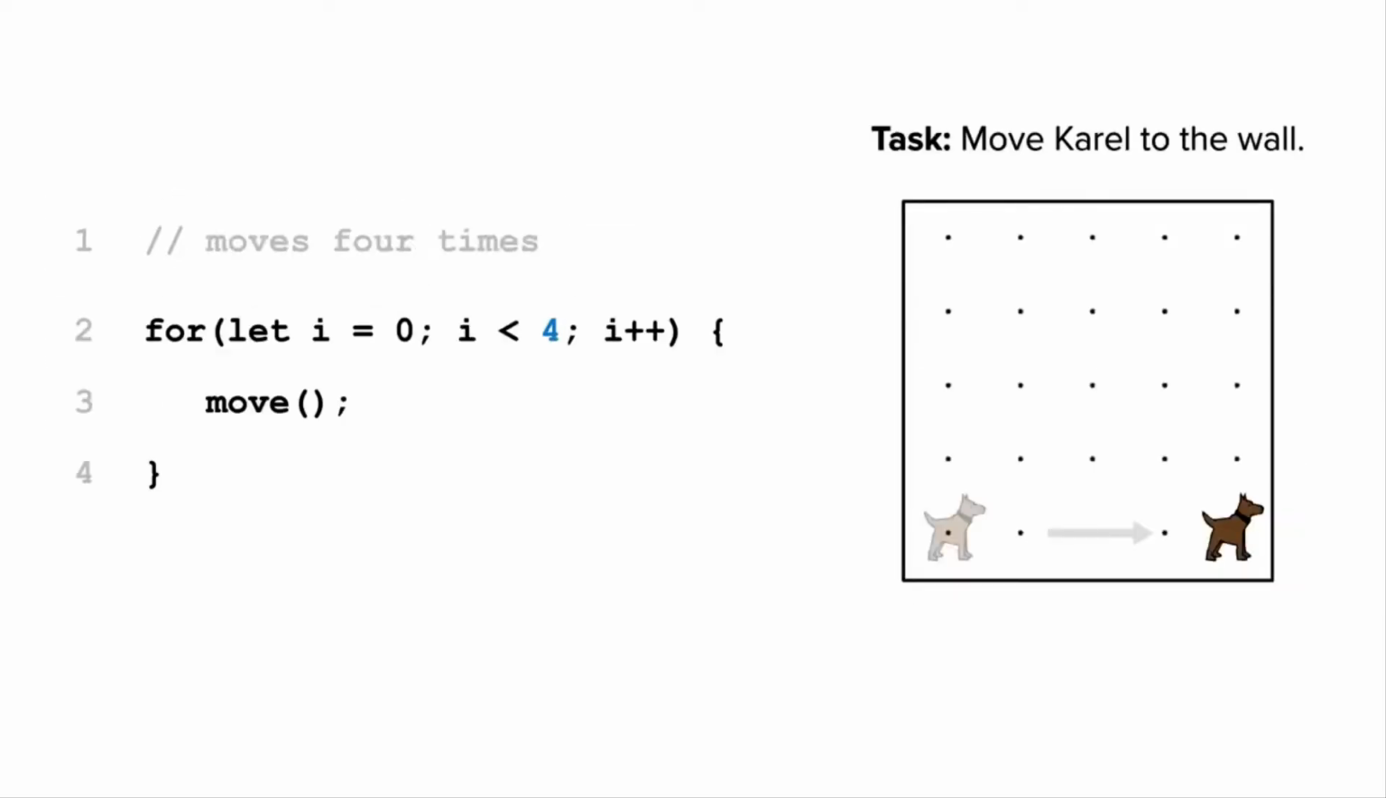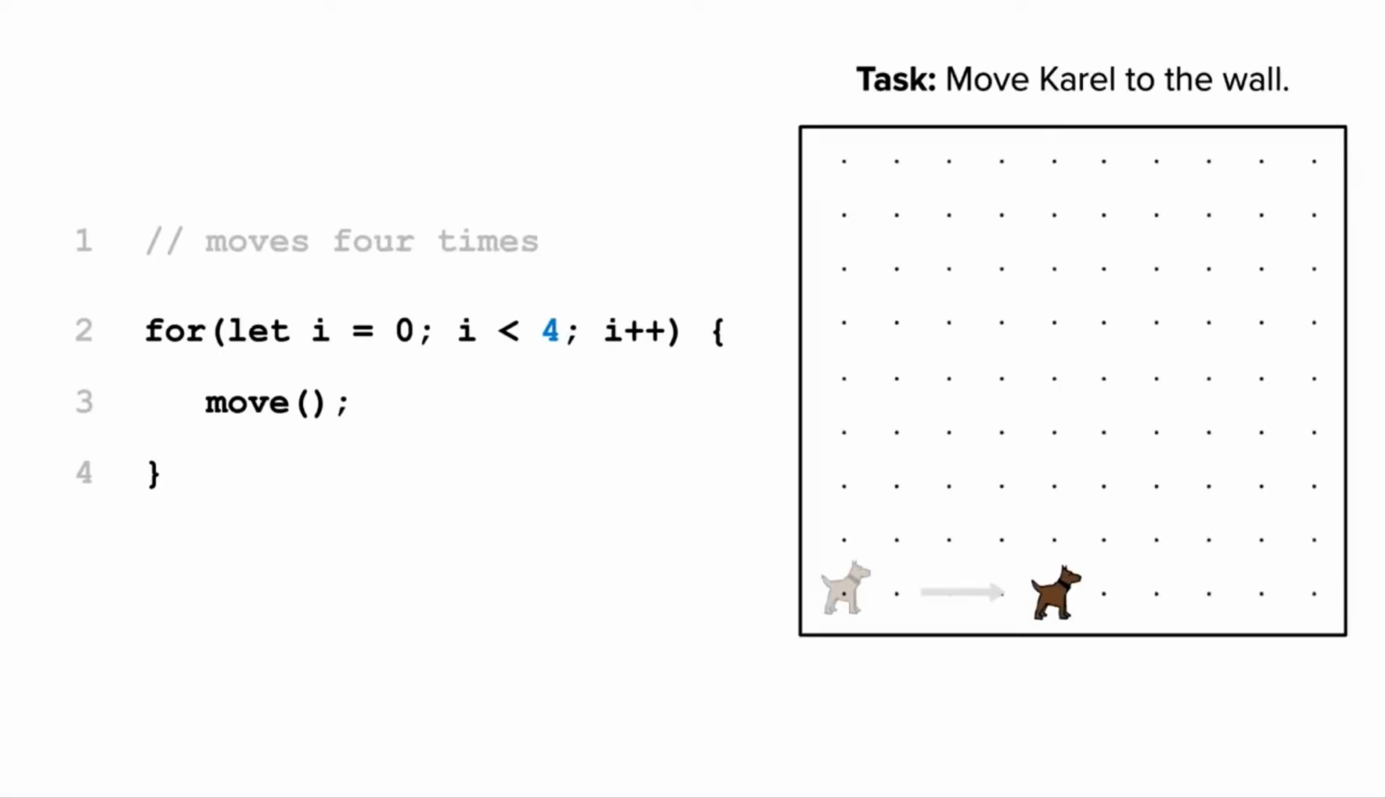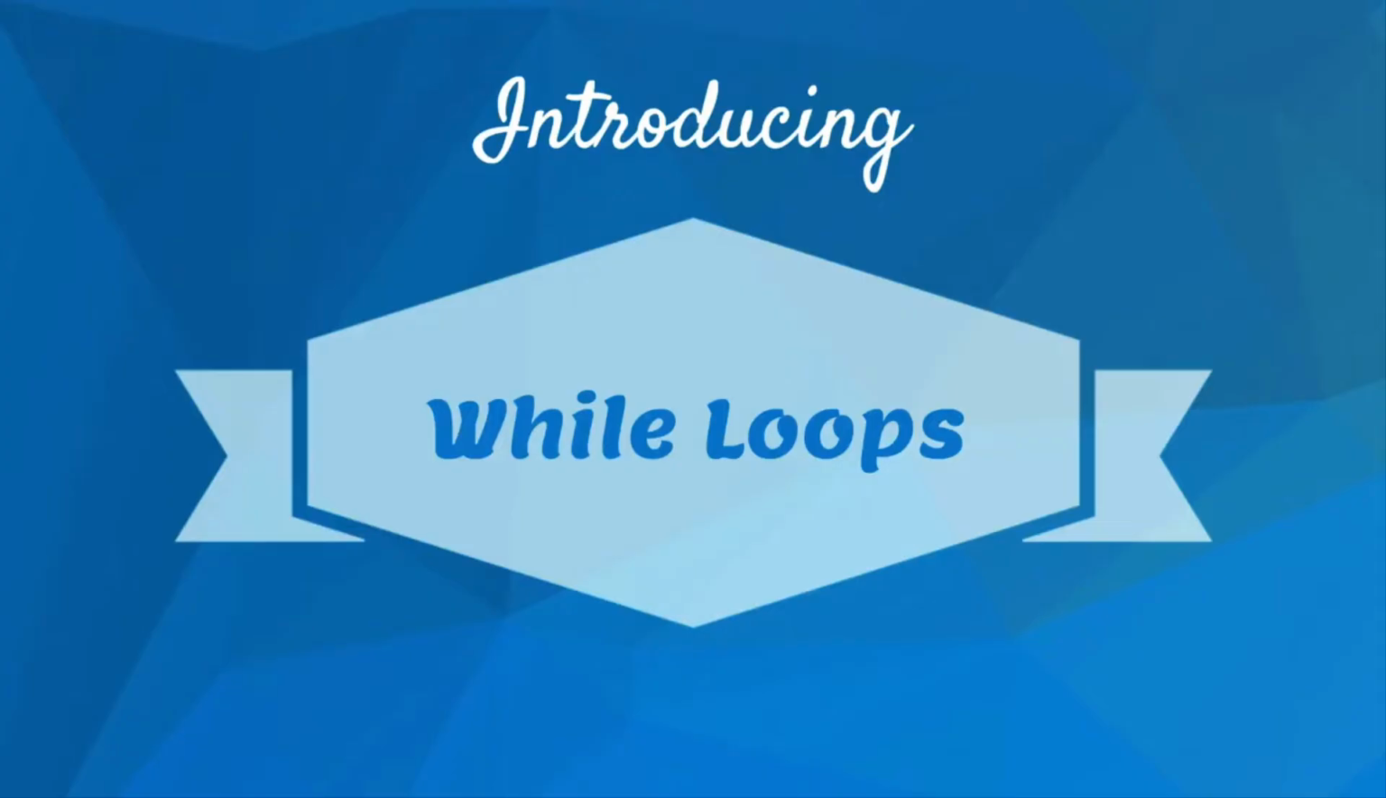What if we wanted to move Karel to the wall on the right? In this world, we could use a for loop that calls the move command 4 times. However, in a world that is a different size, the same code would not get Karel all the way to the wall, and in some cases, the same code would even cause the program to crash. We can solve this problem using a while loop.